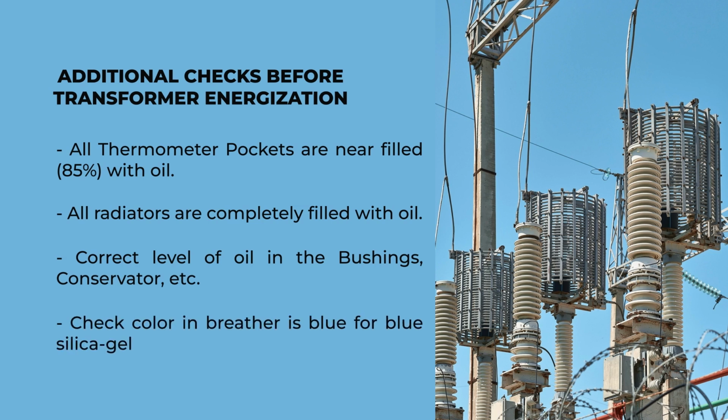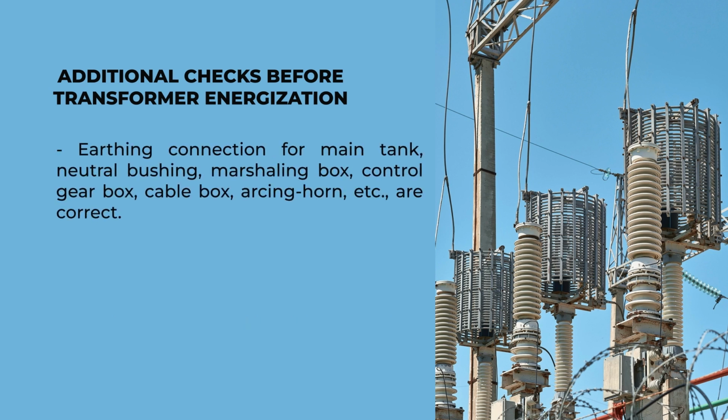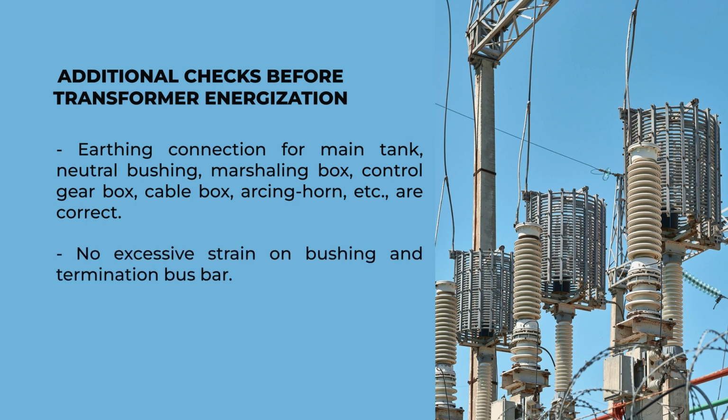Check the color of the breather, which should be blue for silica gel, and after that earthing connection for main tank, neutral bushing, marshalling box, control gearbox, the cable box, arcing horns, etc. are correct. After that, no excessive strain on the bushings and termination bus bar. That means the cable support structure should be intact. Arcing horn gaps for bushings are correctly fixed. The spacings are correct between the horns.